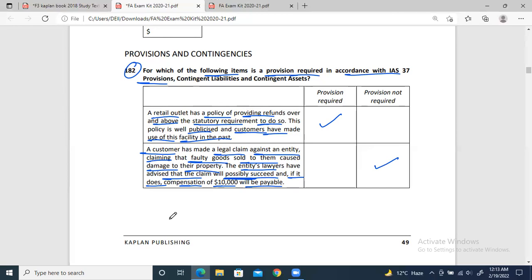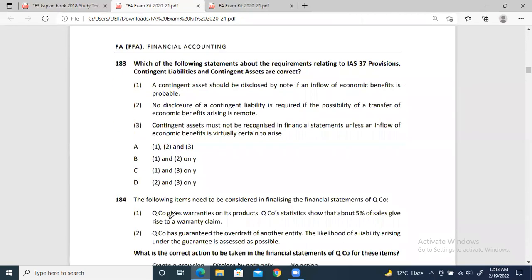Okay, right? All right. Now 183, let's see this one. Which of the following statements about requirements relating to IS 13 are correct? Number 1, a contingent asset should be disclosed by note if an inflow of economic benefits is probable. Yes, this is correct, because this is exactly what we studied in the table.